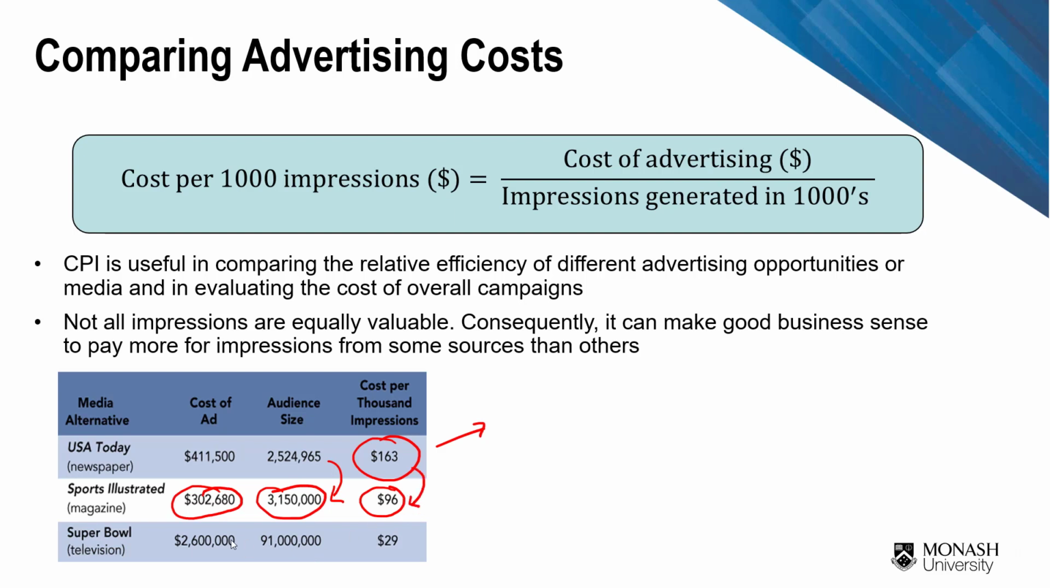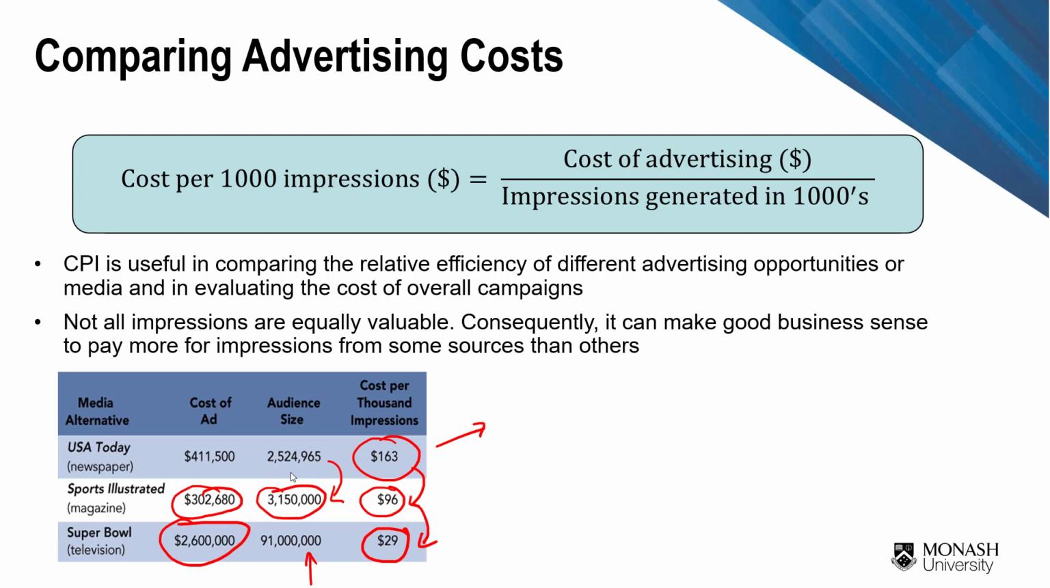So you can see in here, a more expensive advertisement doesn't equate to getting more audience. In fact, if you calculate the effectiveness, the second one, which is Sports Illustrated, actually has a better advertising medium, because you are just paying $96 per 1,000 people. In here, you are paying almost double. Now in here as well, with the Super Bowl, let's say you spend 2.6 million, but the audience size is so much greater that you are actually paying much less as compared to the previous two.